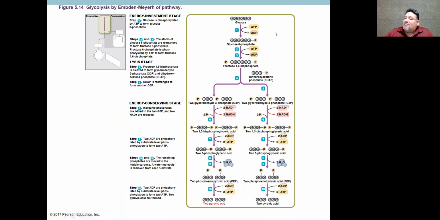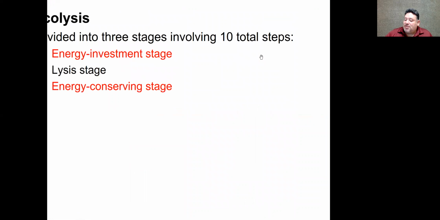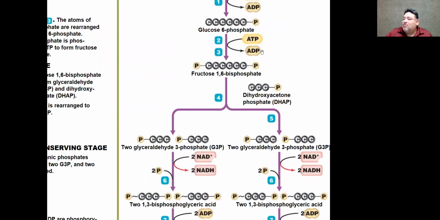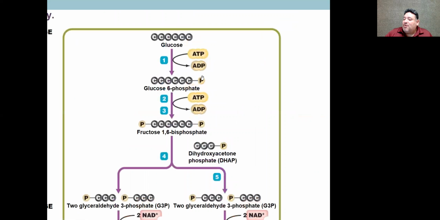So anyways, what do we have going on? We have a glucose. We're going to invest some energy, okay? So you can see it happening here. We're investing energy by putting a phosphate group. And in case you don't understand what's going on here, a phosphate group is a large negative group, okay?